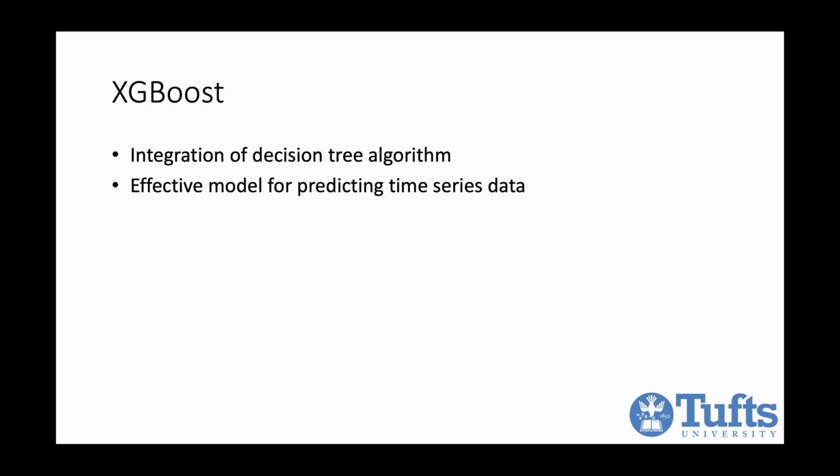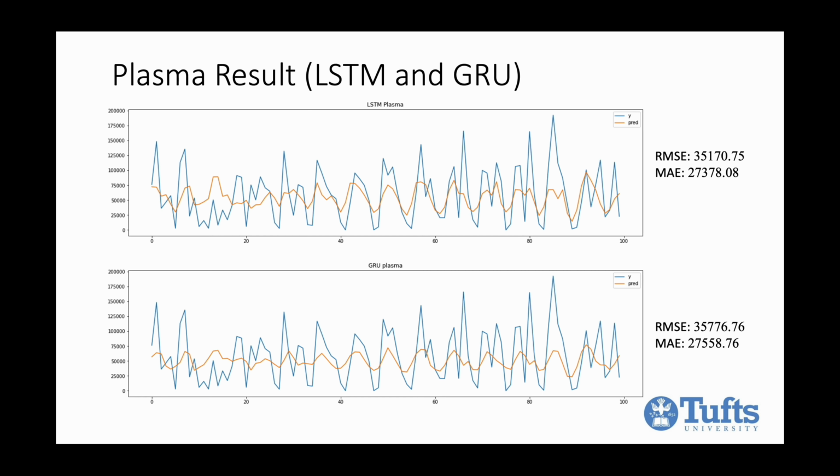So the last we have is XGBoost. It is a very effective implementation of the stochastic gradient boosting machine learning algorithm. It is an integration of decision tree algorithms in which new trees can modify the result of existing trees in the model. Okay, then we come to the result part.